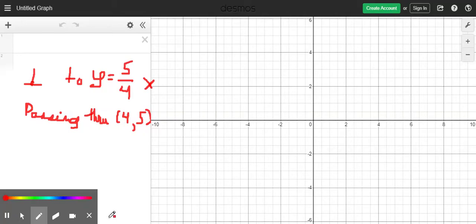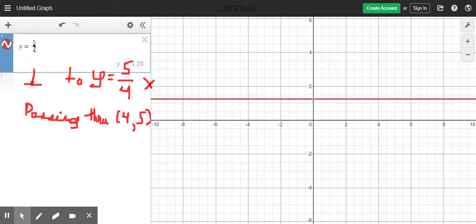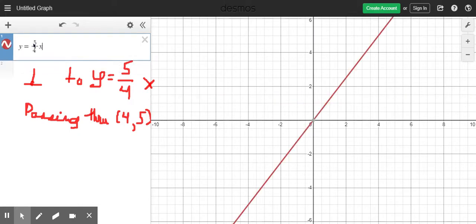Okay, so our problem is write the equation of a line that is perpendicular to y equals 5/4 x and passing through the point (4, 5). So we might want to start by just graphing y equals 5/4 x. And in y equals 5/4 x, the 5/4 part is the slope.